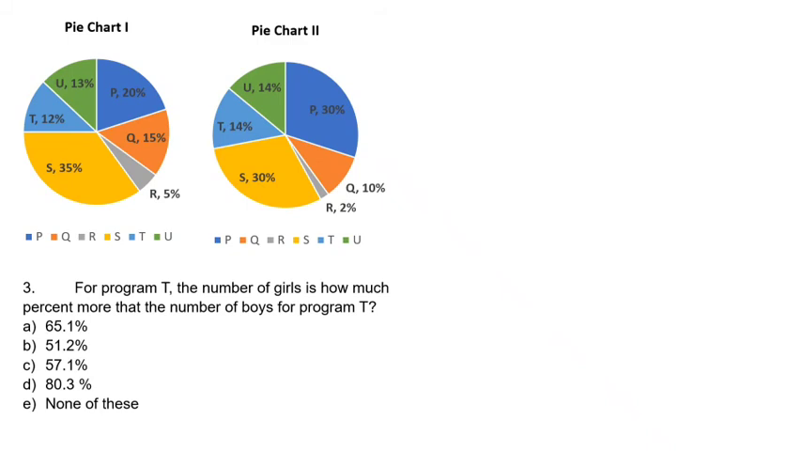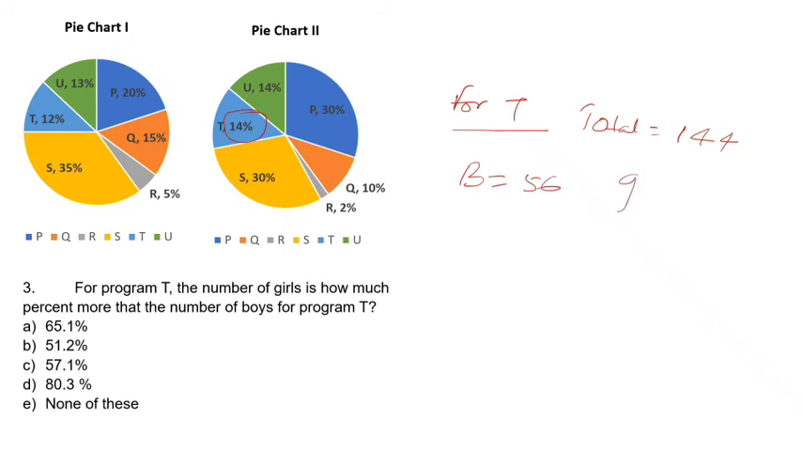The next question is, for program T, the number of girls is how much percentage more than the number of boys? See, for program T, what is the total number of students? 12%. So 12% of 1200. So we get the total students equal to 144. We have already seen all these things. Out of which, for program T, 14% is boys. 14% of 400, so boys is equal to 56.